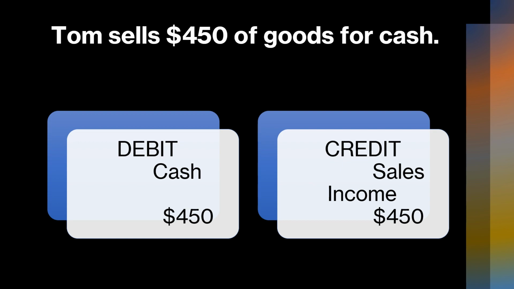In this case, Tom has sold goods on cash for $450. So cash account will be debited with $450, that is increase in assets, and sales income will be credited with $450, that is an increase in income.